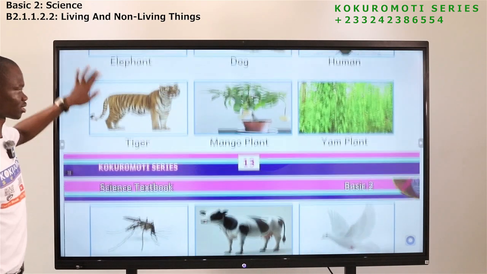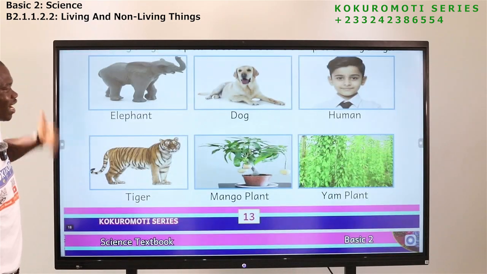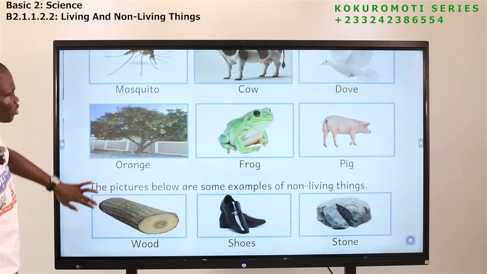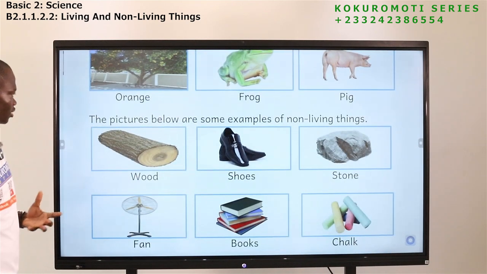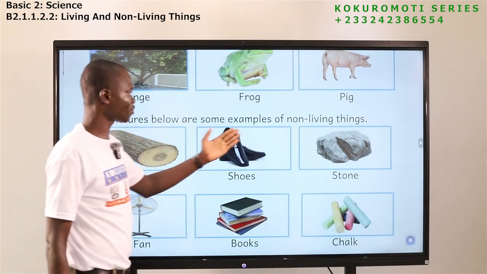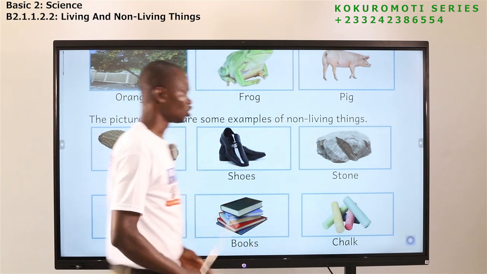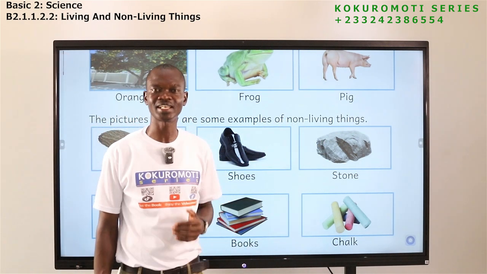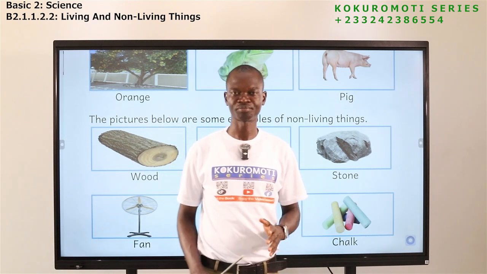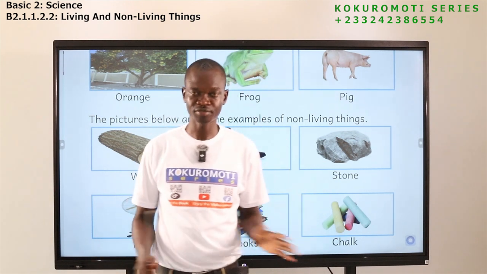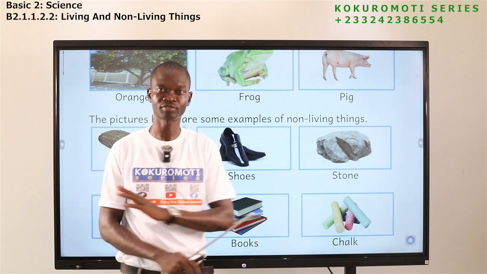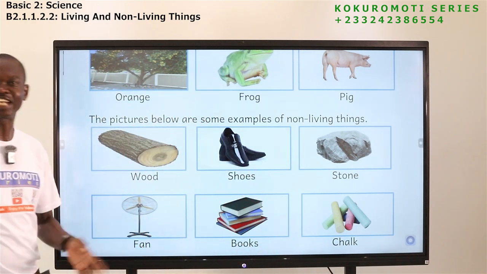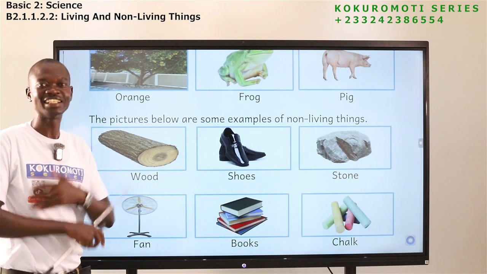So living things are things that have life in them. And these are examples that I have mentioned, or I have shown you the pictures. I've shown you the pictures of what? Living things. Now let's look at non-living things. The pictures below are some examples of non-living things. What did I say about non-living things? I said that non-living things are things that do not have life in them. They don't have life, so they don't die.